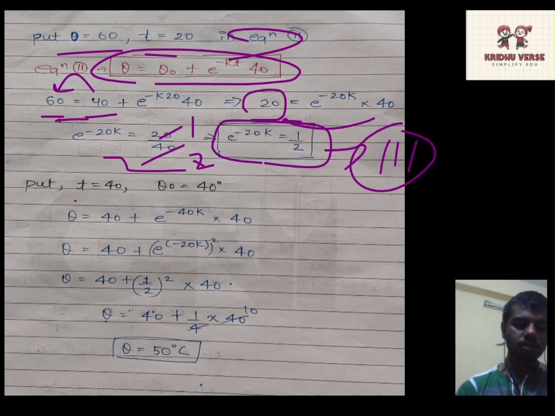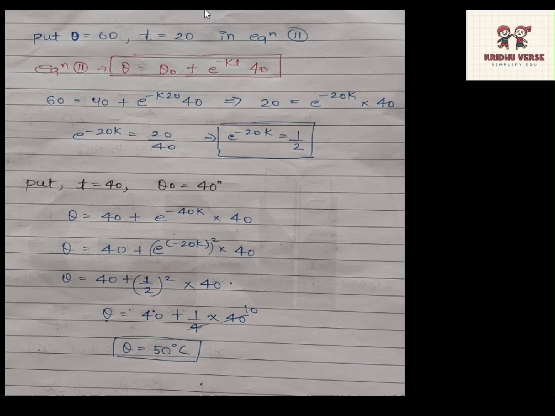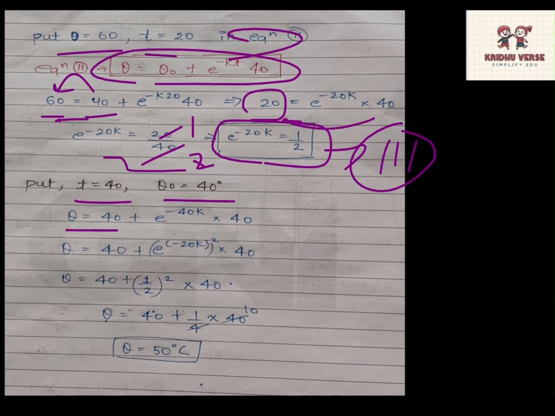Now put t equal to 40 and theta naught equal to 40 in equation number 2. So now theta is what we have to find, because here theta we don't know. This temperature we have to find out. So we keep theta naught as 40, plus e to the power minus 40k because t here is 40, into 40. This is equation number 2 we know.